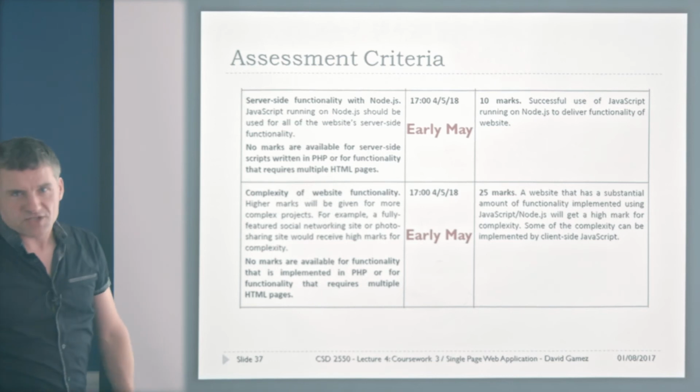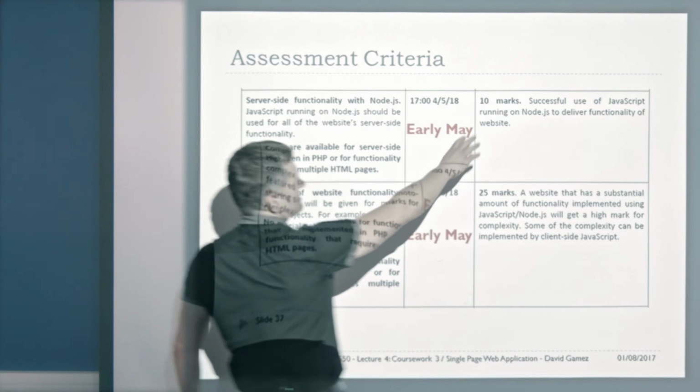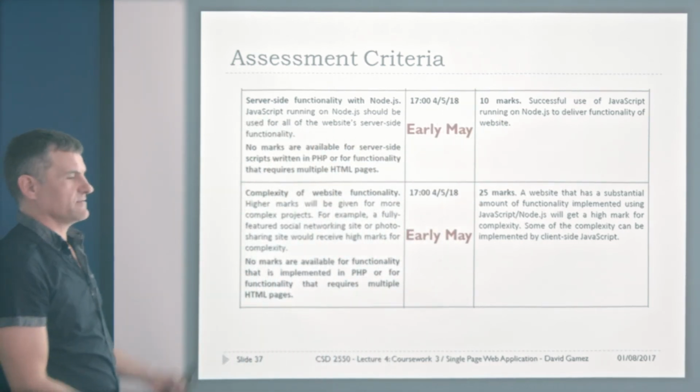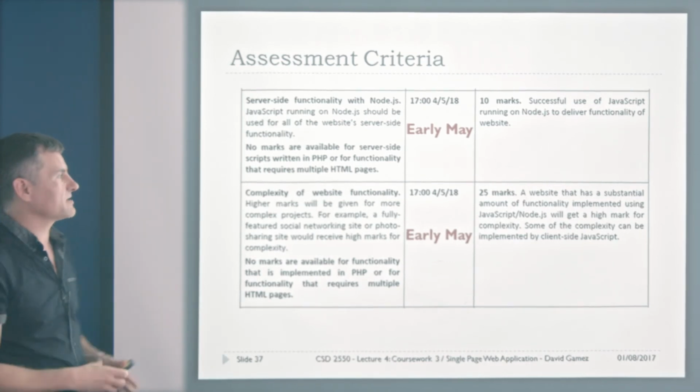Then we're going to be using JavaScript running on Node on the server. So again, here we've got 10 marks for successfully using JavaScript running on Node to deliver the functionality of the website. So the Node will have to serve up the page, and there'll have to be some kind of communication with that page.